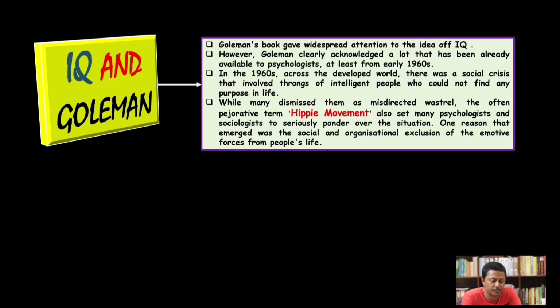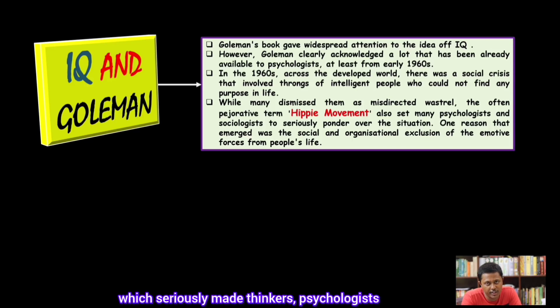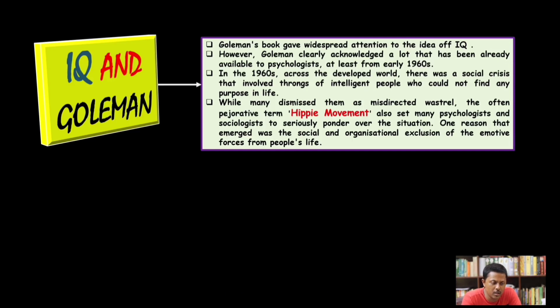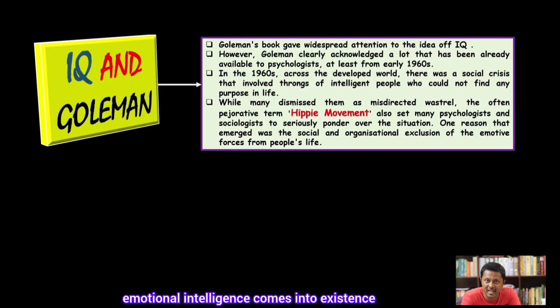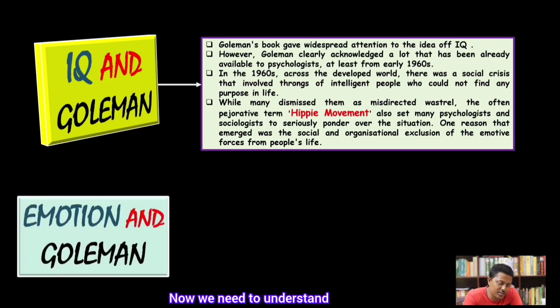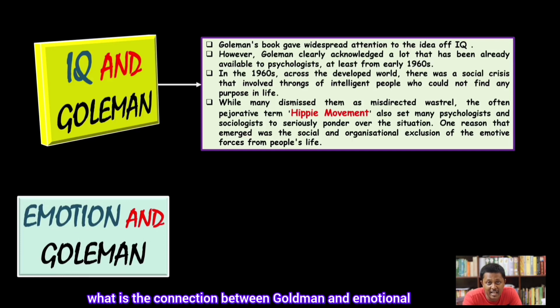So here it is about the hippie movement, which seriously made thinkers, psychologists, and sociologists think about it. There is an emotive force, or forces, in people's lives which emerged at the point of social and organizational exclusion. This is the reason why emotional intelligence came into existence, or emerged as a result of this. Now you need to understand the connection between Goldman and emotion, how Goldman stated emotion in his book.